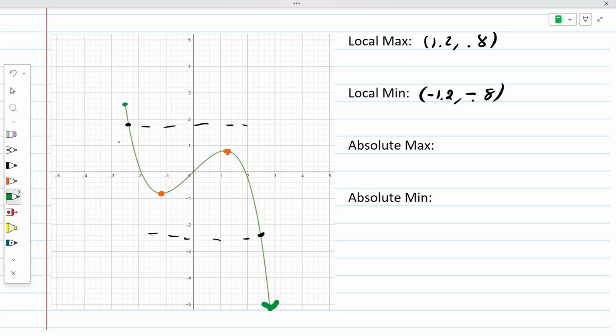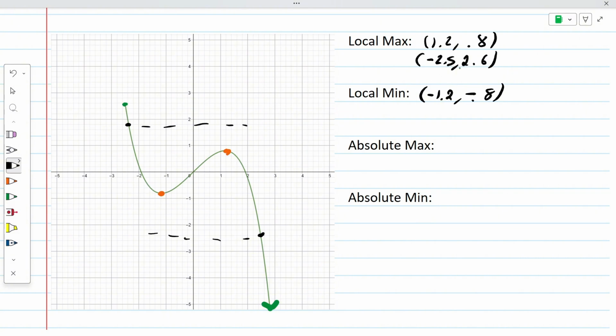Even though it's not switching from increasing to decreasing, there's nothing larger that's less than it, because the function doesn't exist over there. And so there will be a maximum here. So there's another local max, and that's at, let's say, around negative 2.5 to like 2.6 in the y. So these are points. Okay?